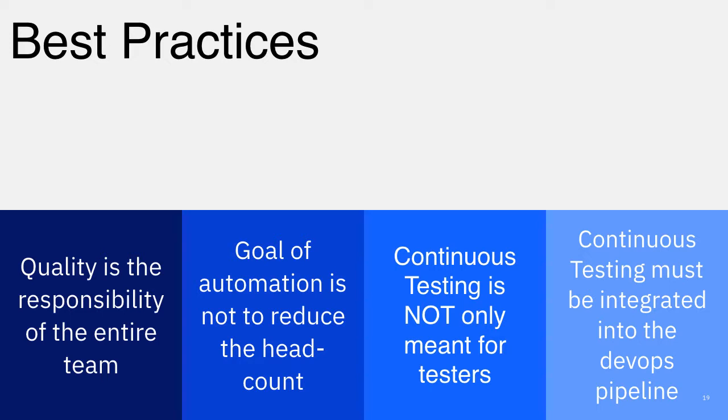Then the goal of automation is not to reduce the headcount. This is very interesting because we have heard a lot of times management investing into automation, justifying the return on investment as savings in headcount. The goal of automation must be to ensure you're getting better quality software out, and you're able to go to the market faster.